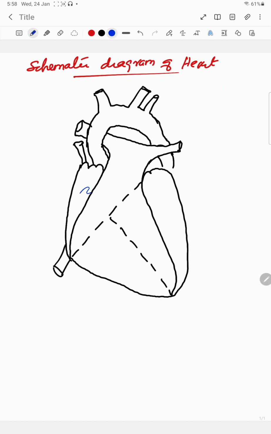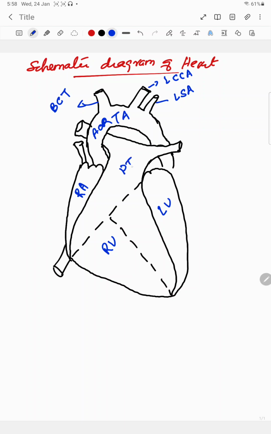So here we have the right atrium, this is the right ventricle, and this is the left ventricle, and this is the aorta, and this is the brachiocephalic trunk. What about this one? Left common carotid artery. Here is the left subclavian artery.